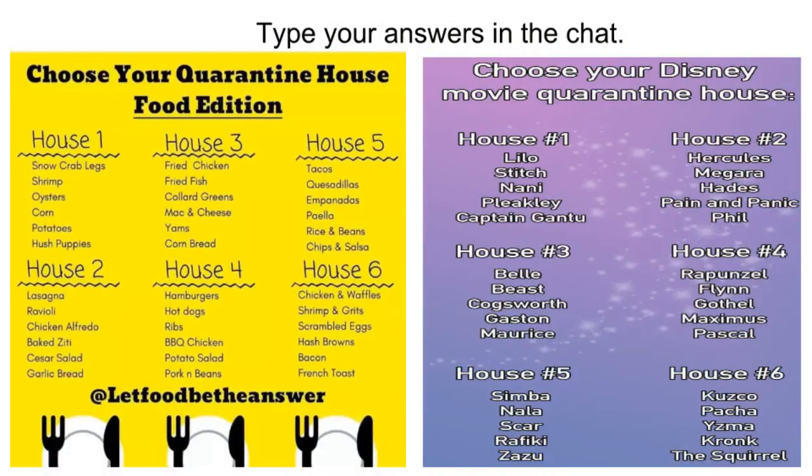Type your answers in the chat. For this one, I will let them type to everybody so that way you can have a good discussion on choosing your quarantine house, choose your favorite Disney movie quarantine house. That's easy. But when you want to increase the DOK, you could ask them, why did you pick that house? And you could go back and have them answer why.